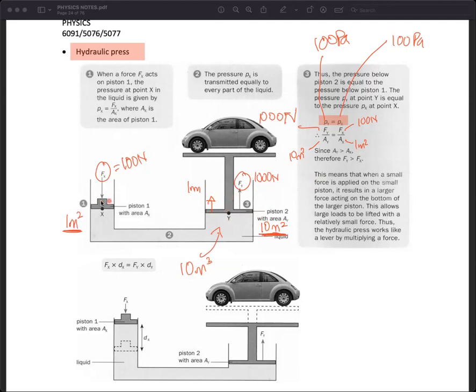Clear so far? Then on the left side, I need to push down 10 meter cube of liquid. And because my area here is 1 meter square, I need to push down 10 meters. So this piston must go down 10 meters so that piston 2 can go up 1 meter. Is that clear? And that is the catch. For you to lift up a big force, you must push down a lot of distance.